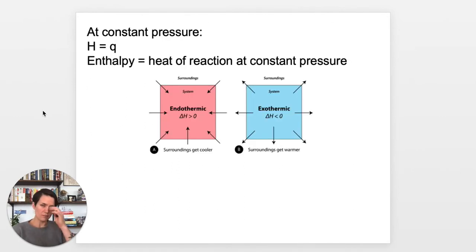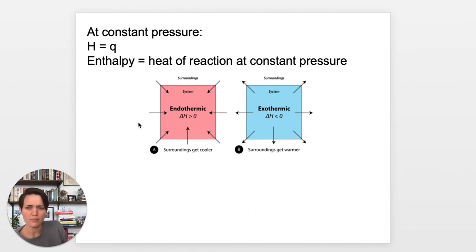So we know that at constant pressure, which would be that example, right? You have a beaker of water on your desk, you add two hot things to it, that's at constant pressure, right around 1 atmosphere because we're close to sea level. So at a constant pressure, H equals Q, enthalpy equals the heat of reaction at constant pressure.